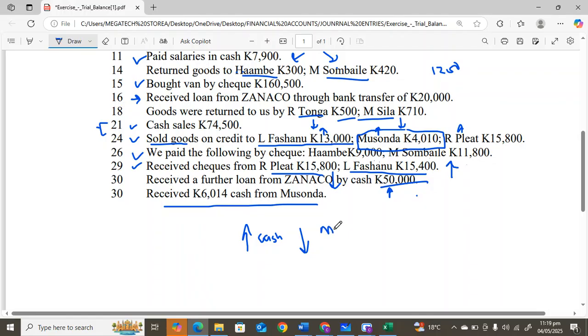Yes. So Musonda, reduction in an asset. This is a receivable, so reduction in the receivable. Cash is coming in. Cash is an asset account, increase in an asset. Debit cash and credit Musonda.